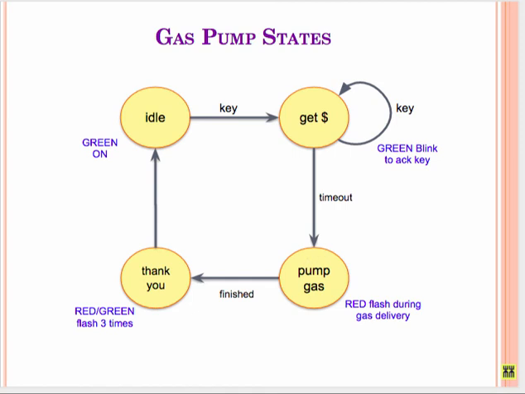What's the event causing pump gas to go into thank you? In fact, there isn't really an event triggered by us. The computer automatically transitions from pump gas to thank you whenever it finishes pumping gas. The same holds true after thank you: it automatically transitions to idle without any user interaction. So this is the 4-state transition table. Let's look at how this is going to get implemented.